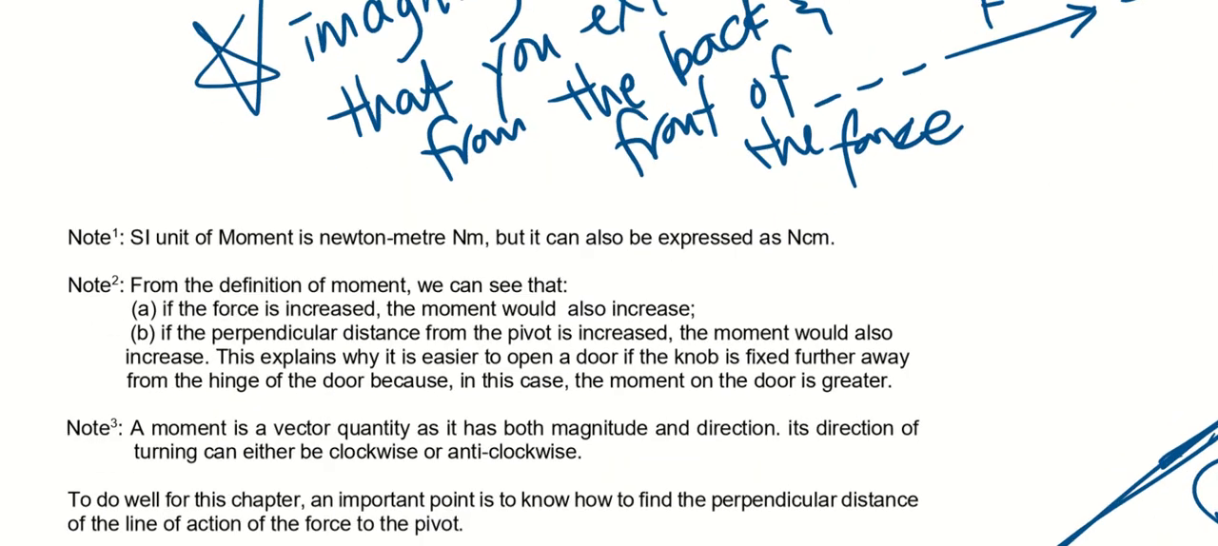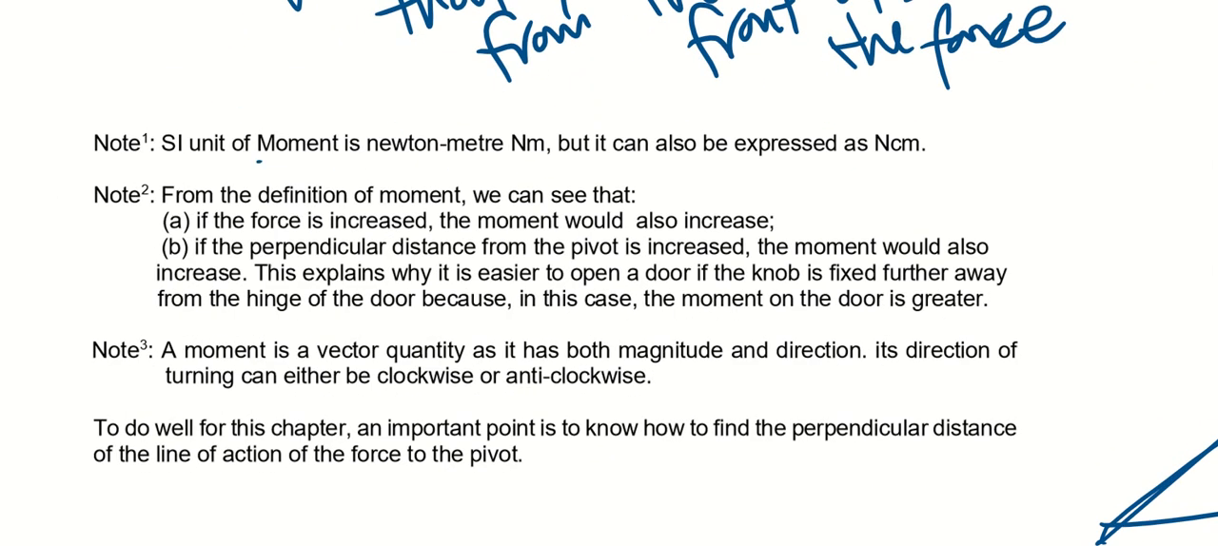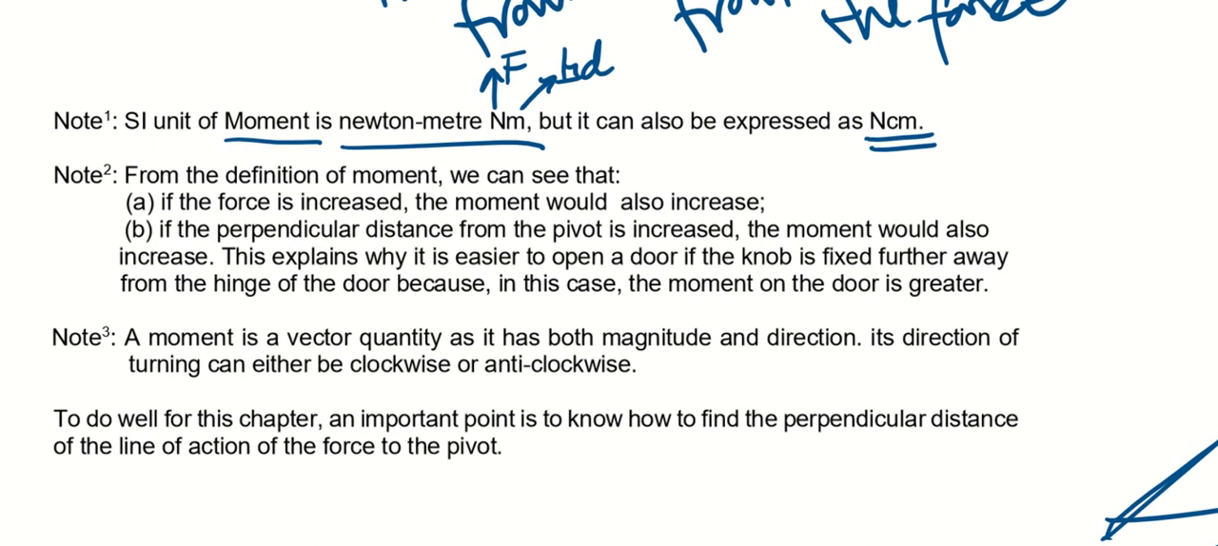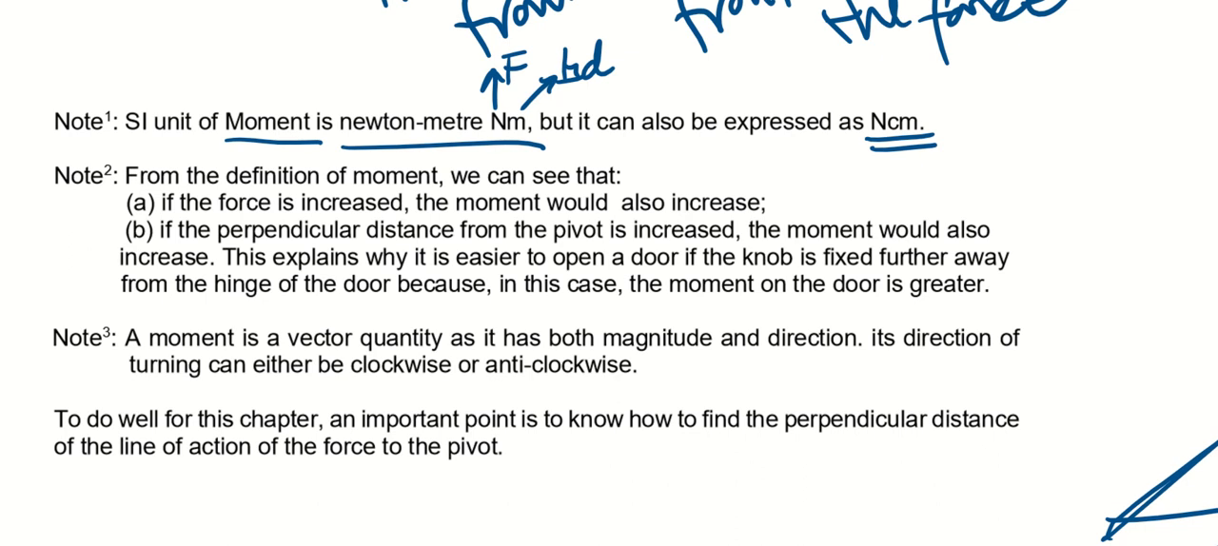Okay, some things for you to take note. The SI unit of moment is Newton meter. Because Newton is the unit for force, and meter is the unit for perpendicular distance. But sometimes you can also express it as Newton cm. That means your perpendicular distance does not need to be in meters, it can be in cm. But if the question does ask for SI unit, please leave it in Newton meter.